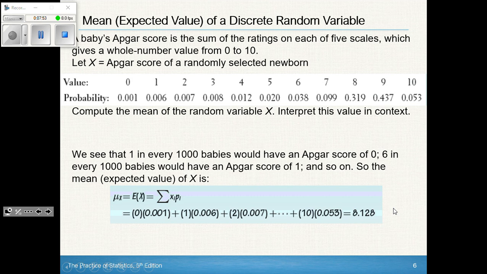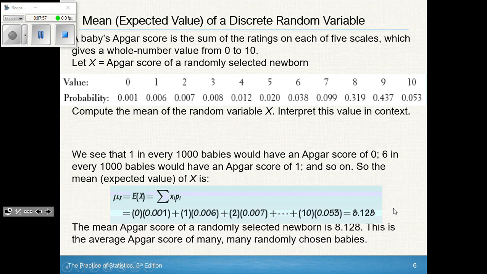Now, what does that mean? This is really important, interpreting the value in context. The mean APGAR score of a randomly selected newborn is 8.128. This is the average APGAR of many, many, many, many randomly chosen babies. That's what the mean APGAR means.